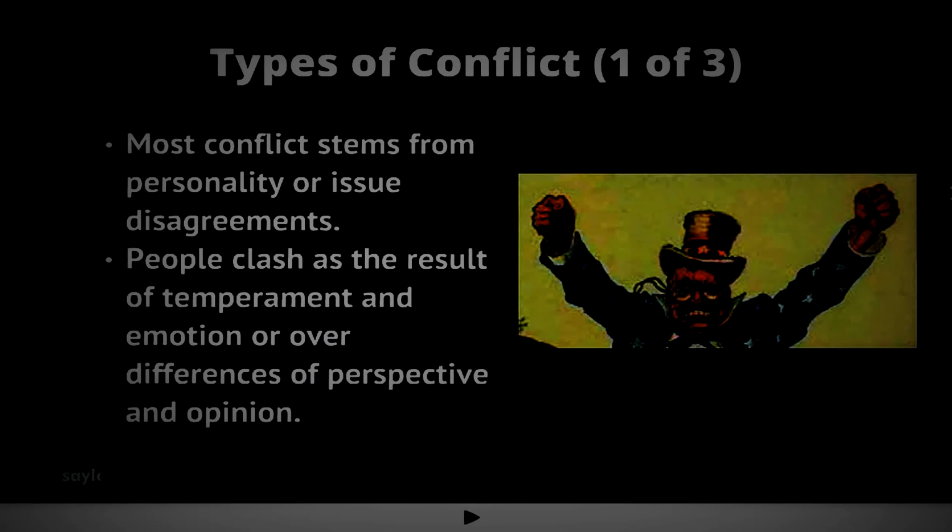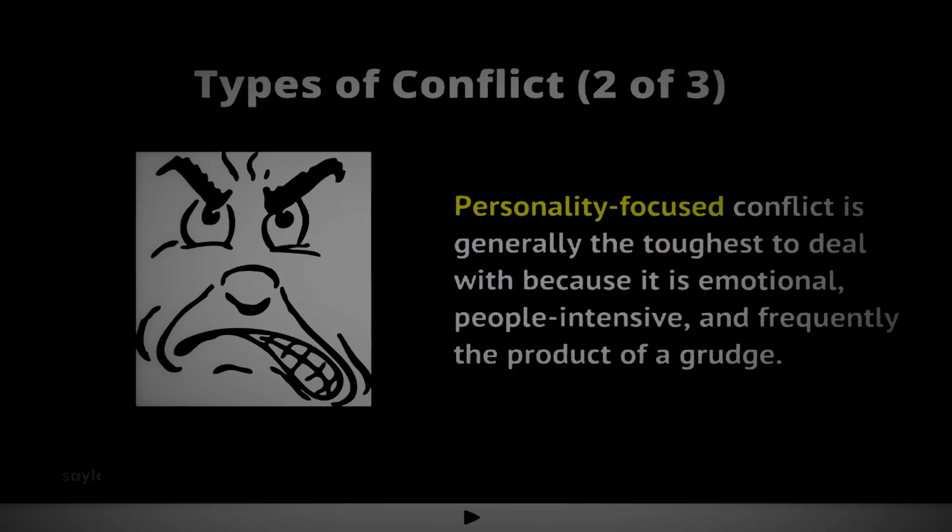Types of conflict. Most conflict stems from personality or issue disagreements. People clash as the result of temperament and emotion over differences of perspective and opinion. Personality-focused conflict is generally the toughest to deal with because it is emotional, people-intensive, and frequently the product of a grudge.